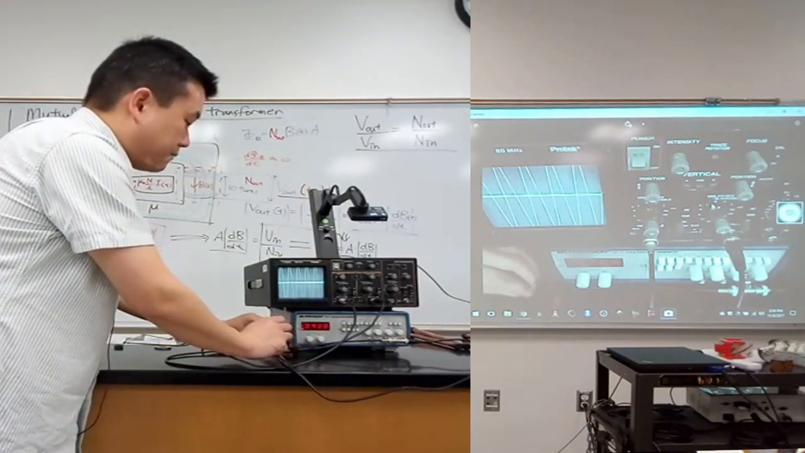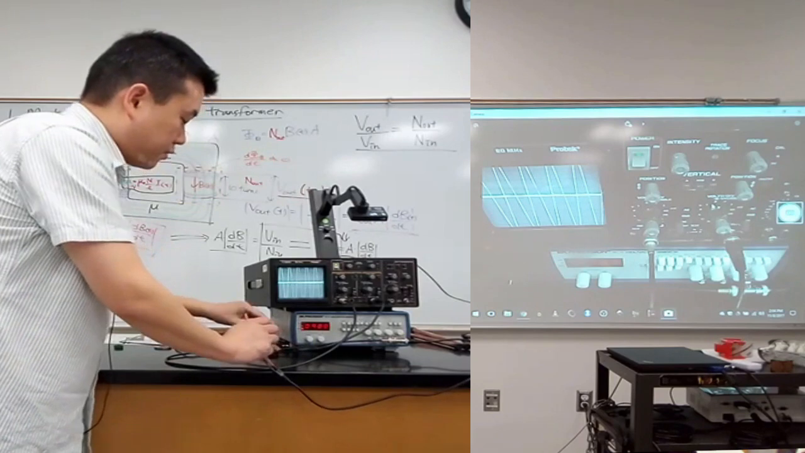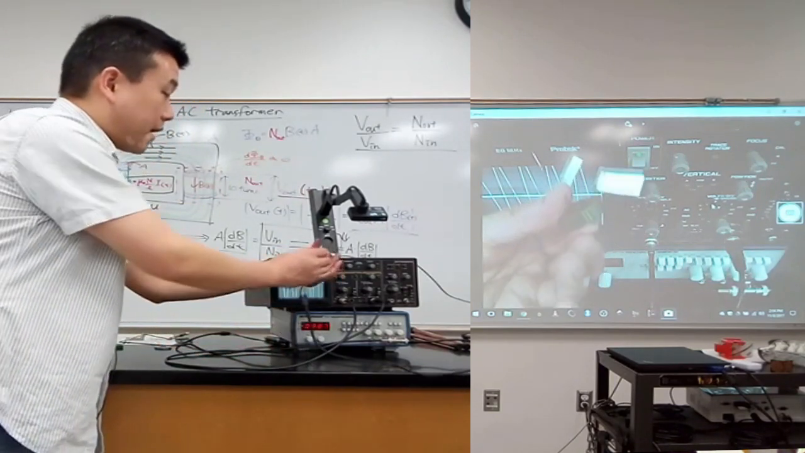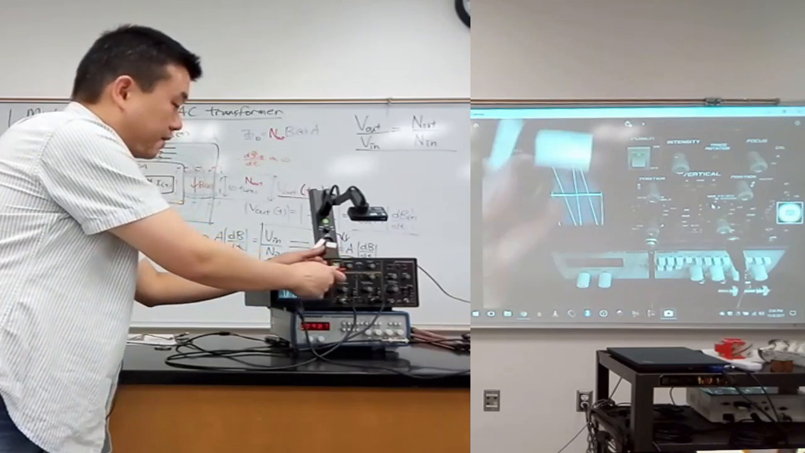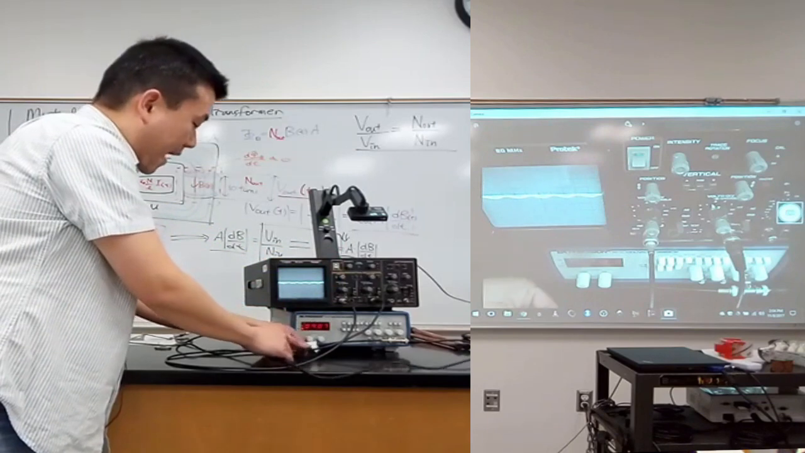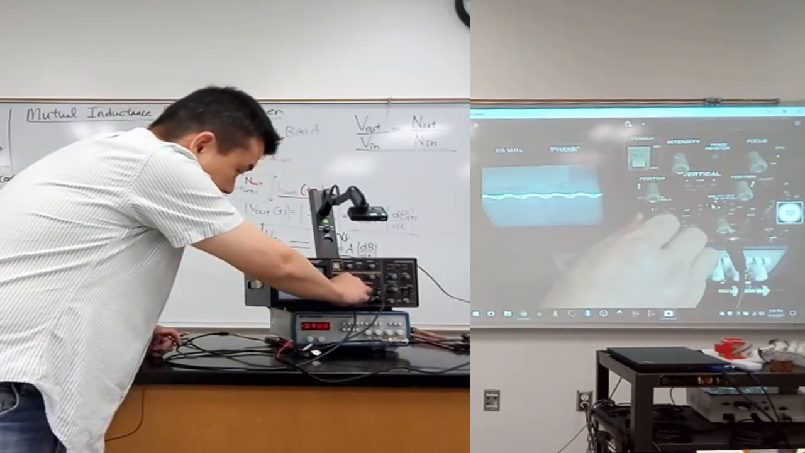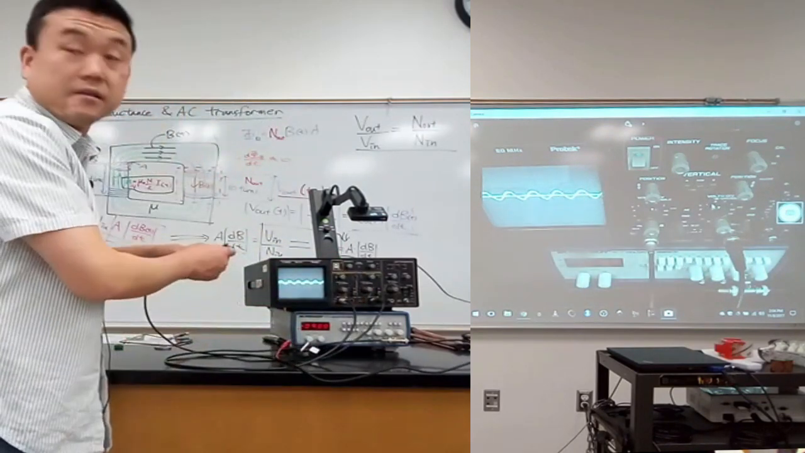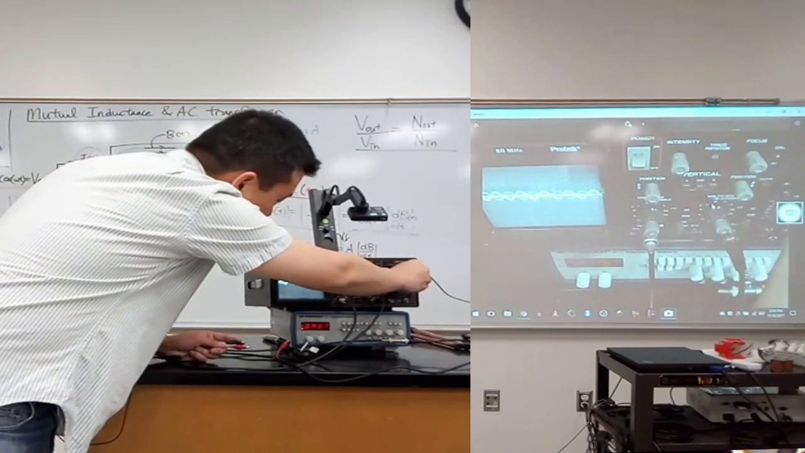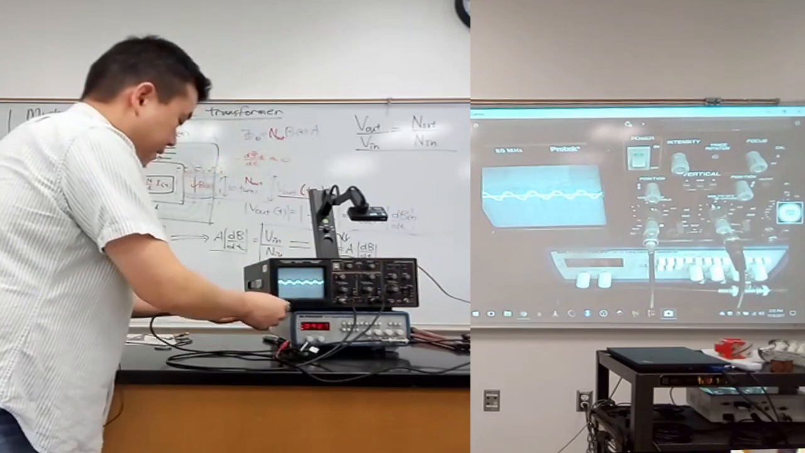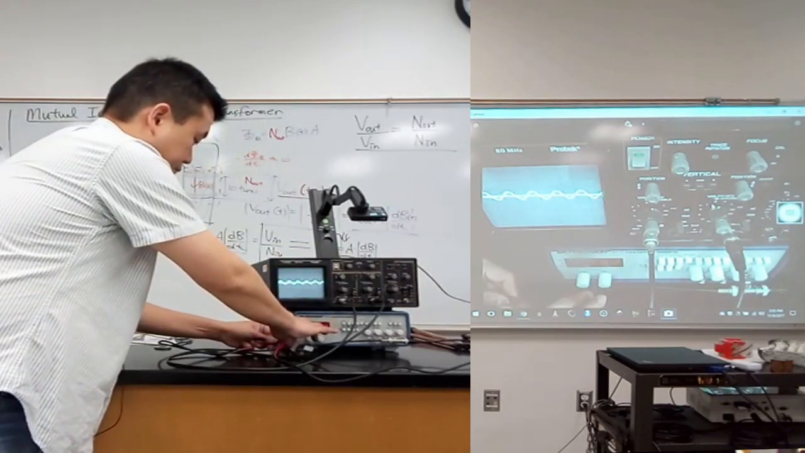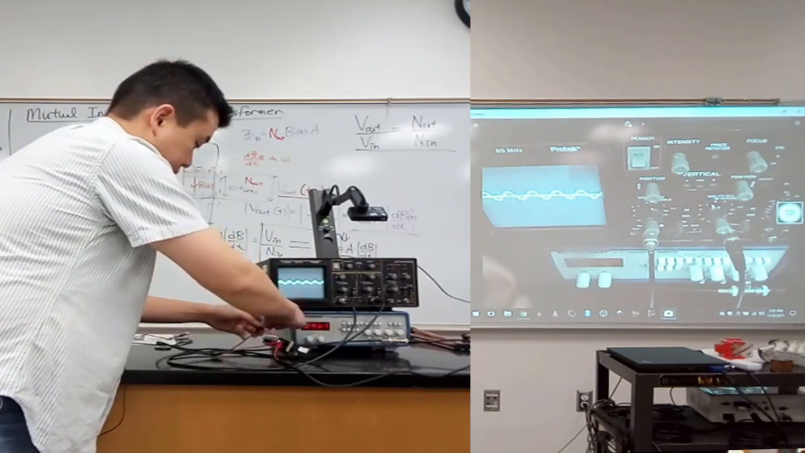Instead of applying the input to the 50 turn wire, I can apply the input to the 10 turn wire. So when I apply the input here, you see the output voltage go down a lot. So I'm just going to go to a higher setting to be able to display it, and fix the trigger. All right, and let's connect the output wires.